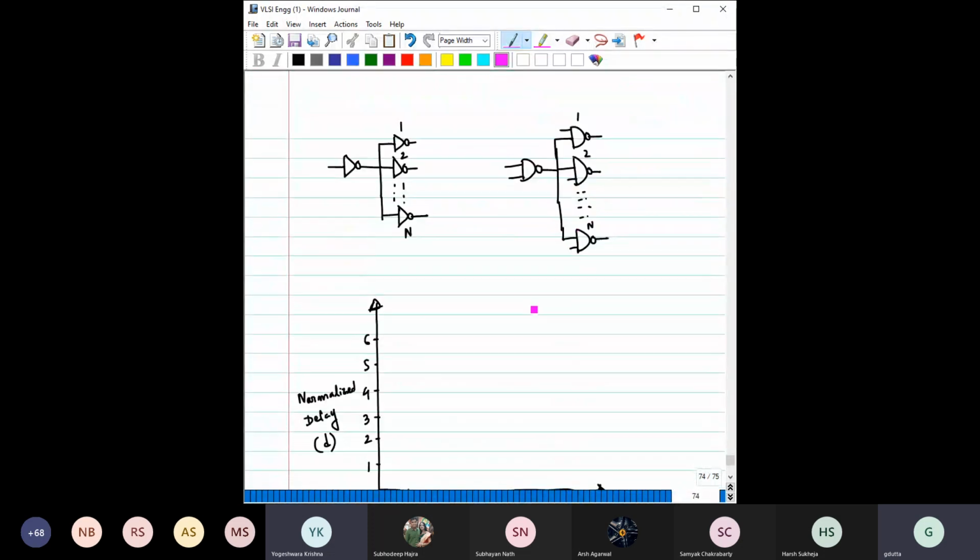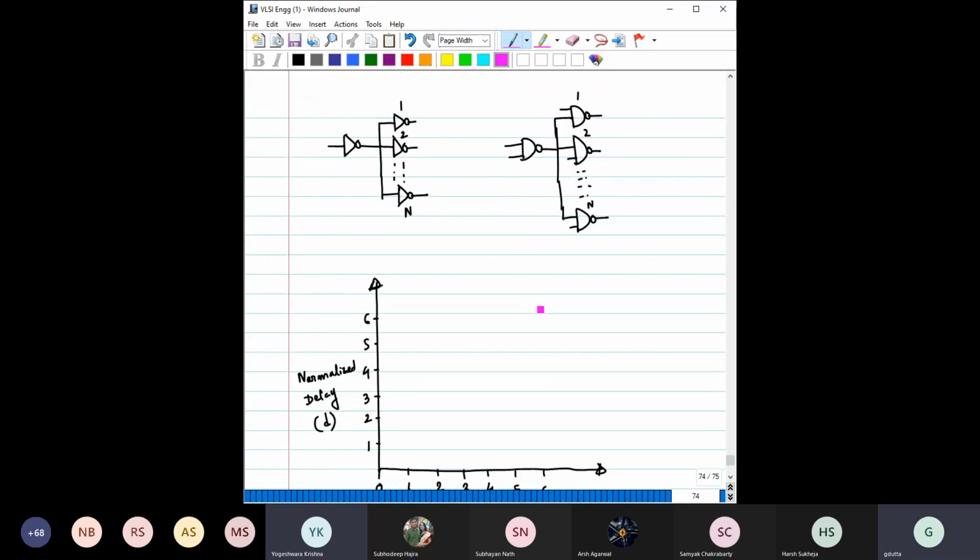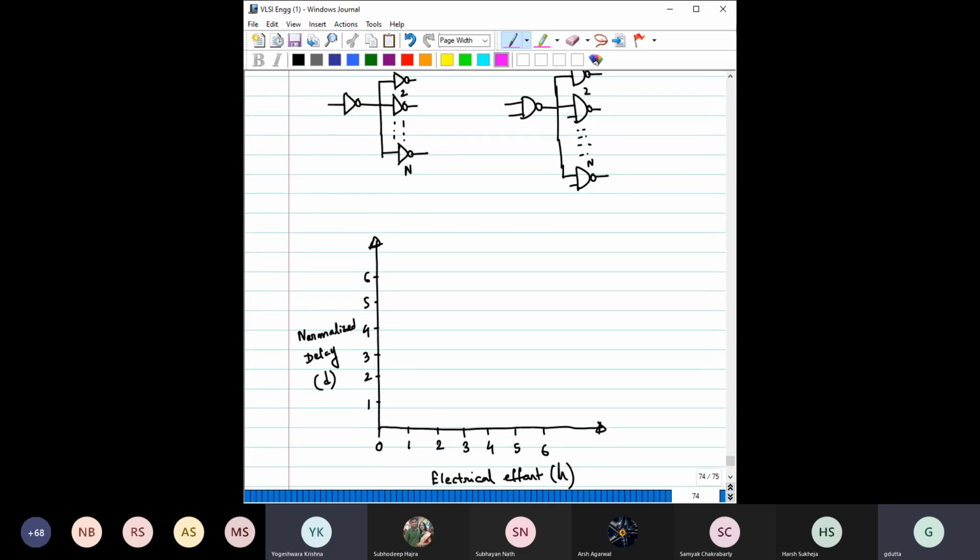Let us say that this inverter is driving, say, n number of inverters. So same gates, should not be an issue, right? So this inverter is driving n number of inverters, where this number n can change. Then the second case, it is a 2-input NAND gate. Say this 2-input NAND gate is driving again n number of NAND gates. Same. Okay. Right.